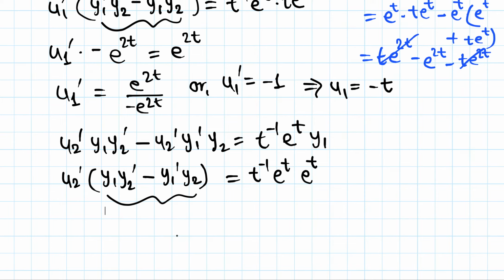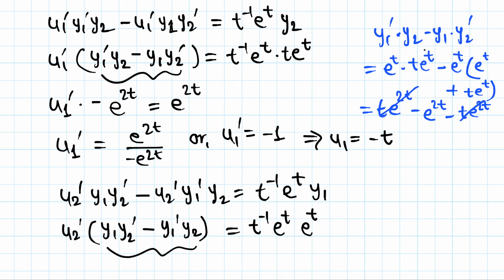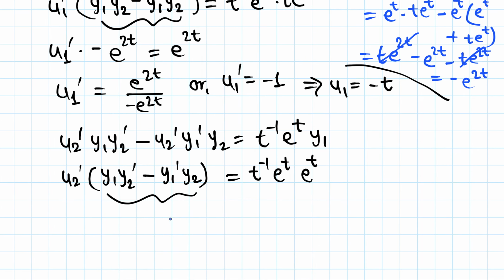Now this one we can simplify. Okay, this is pretty much this, but backward. This is negative, this is negative and plus, so backward. y1 y2 prime is in the second with negative. So backward means, okay, we found this collectively last time. This was negative e to the 2t. So this will be simply e to the 2t then.